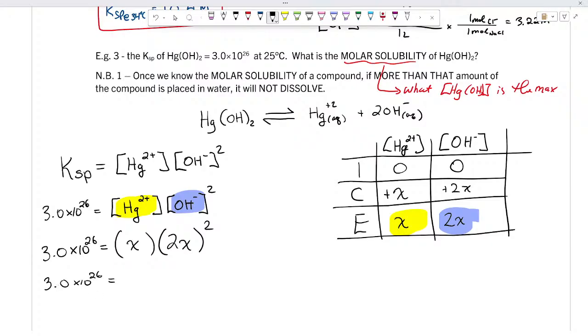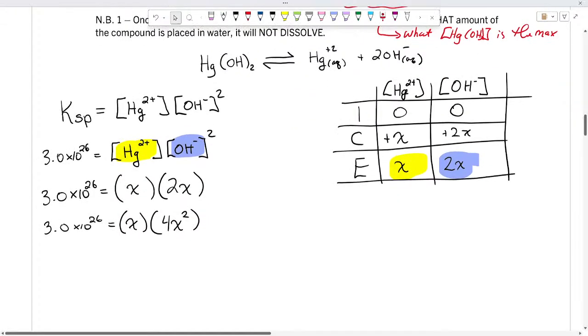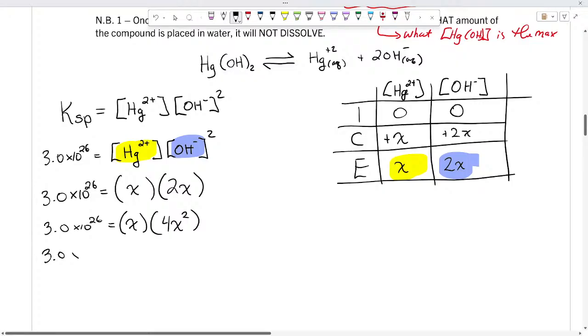It is equal to 2x squared would be 4. Are we comfortable if I do that all in one step? Or would it be better if we said x times 4x squared? Is everyone comfortable with that? 2 squared is 4. X squared is x squared. And then we can say that means that 3.0 times 10 to the 26 is equal to 4x cubed.